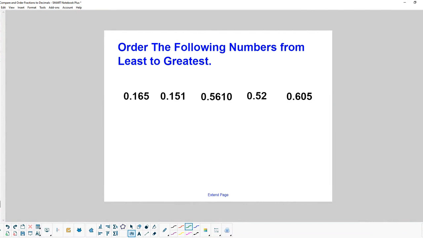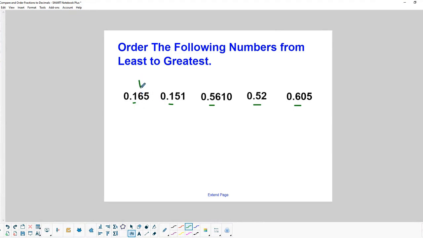So order the following numbers from least to greatest. So you've noticed we've got 0.165, 0.151, 0.56. So first of all, I'm going to look in the tenths column. And I've got 0.1, 0.1, 0.5, 0.5, and 0.6. And they want us to go from least to greatest. So we're going to have to look at the 0.1s. They're the smallest of the two.